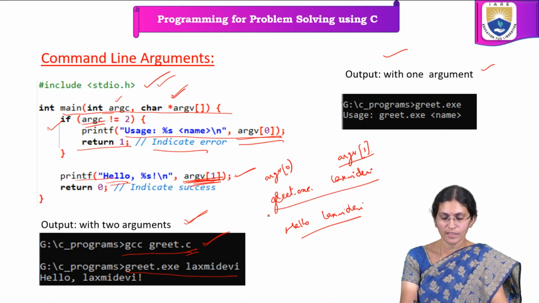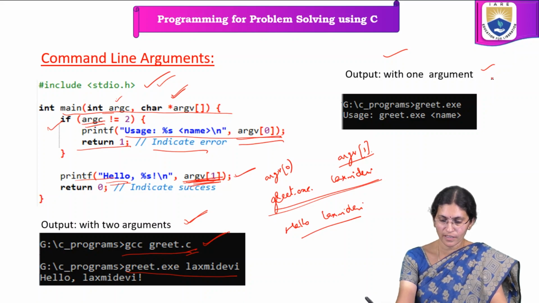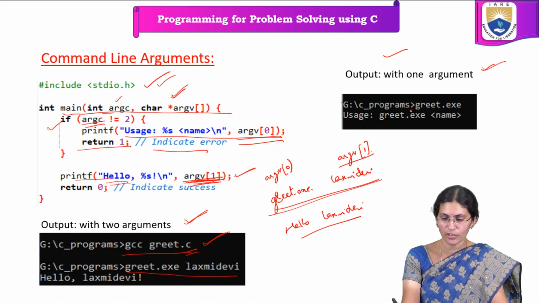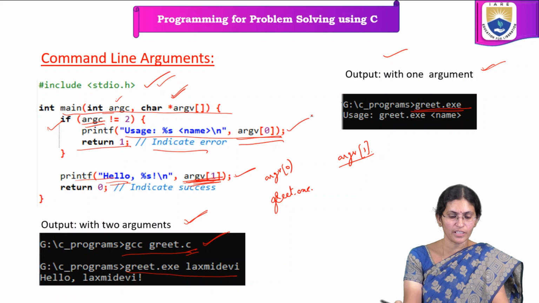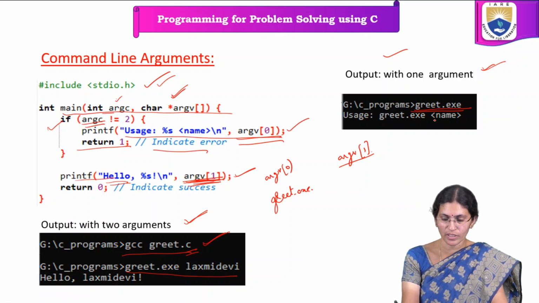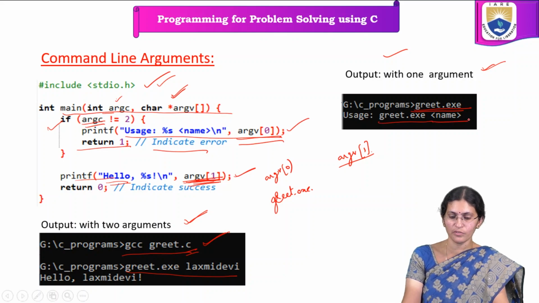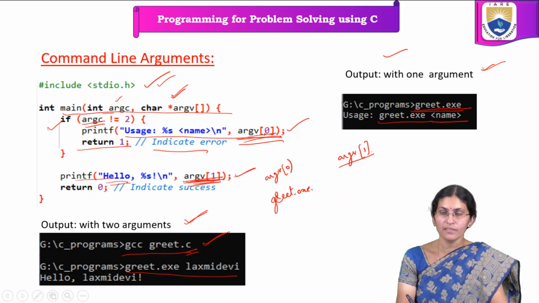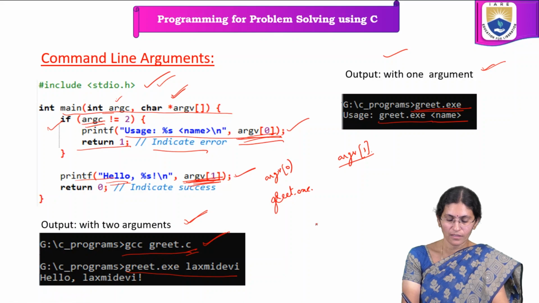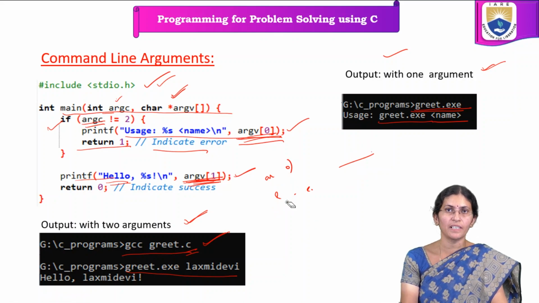These are the arguments which are passed from the command prompt. Now another test case: if we are passing only one argument, that is greet.exe, and we are not passing the second argument, then this printf statement will be evaluated. Usage: greet.exe, and you have to specify the name, ARGV of 0. In this way we can understand the use of command line arguments.